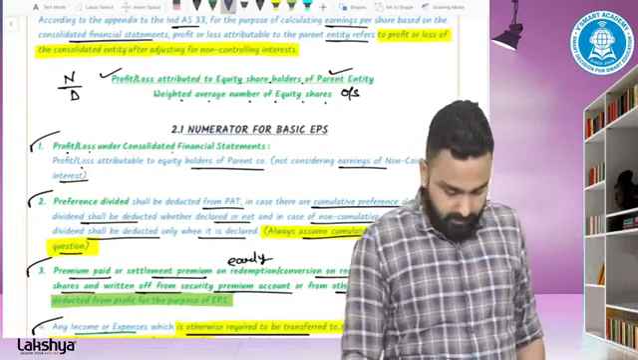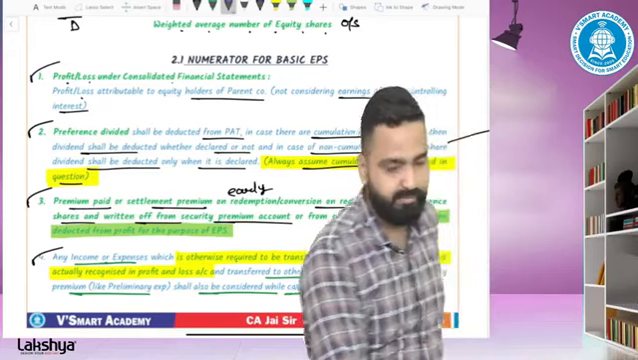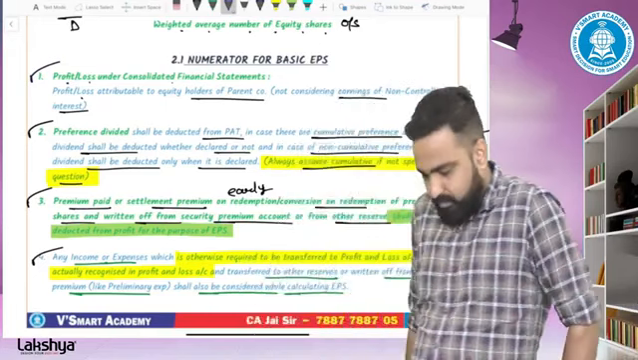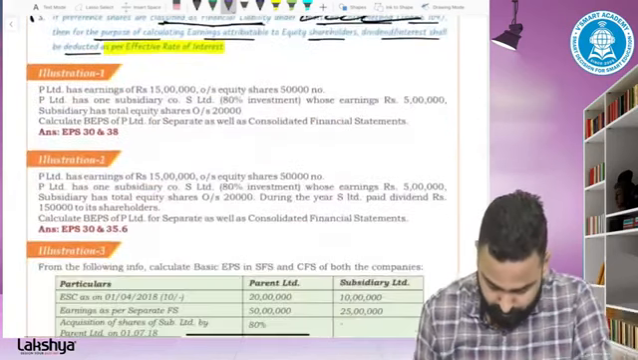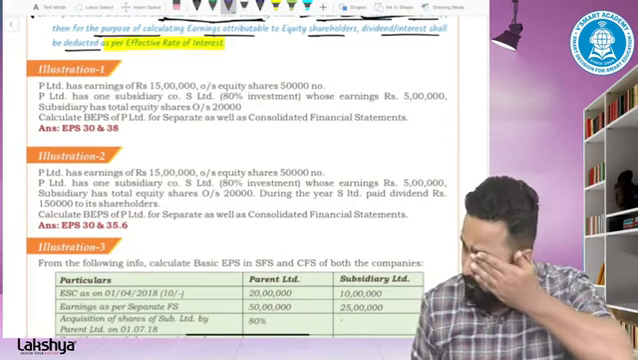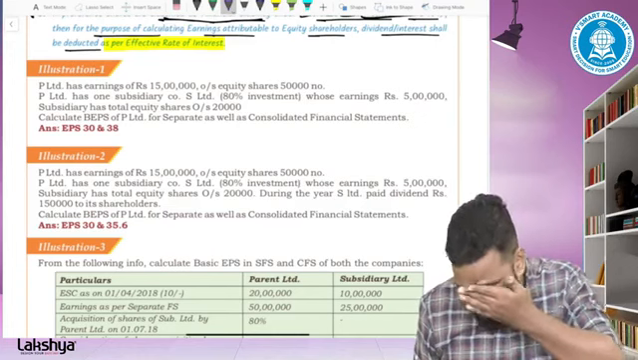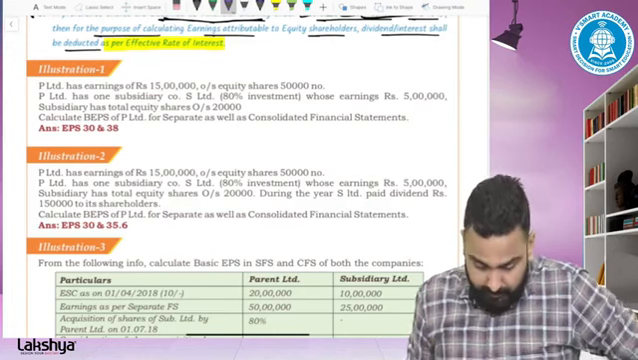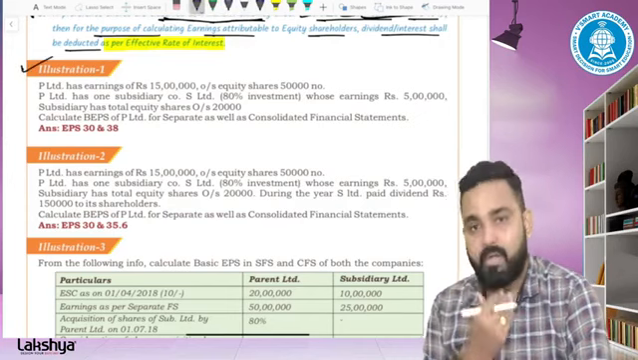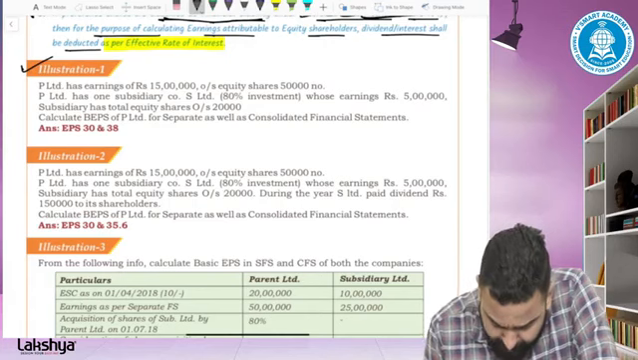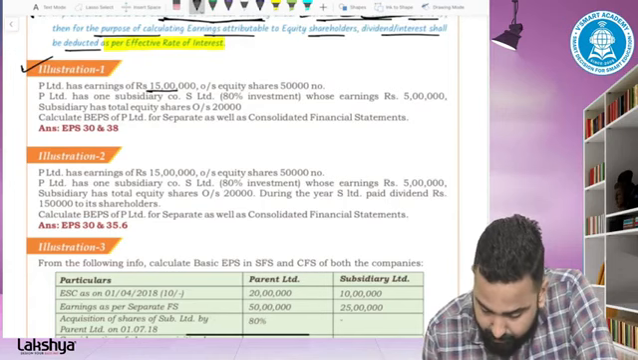Okay. So numerator is fine. Let us discuss some illustrations. Okay, illustration number 1. P Limited has an earning of 15 lakh, outstanding shares of 50,000.